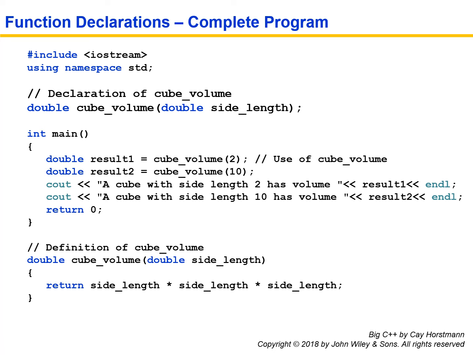So probably better style is we declare the cube volume, double side length, semicolon. Then we write the main function, and then at the bottom of the code we define cube volume. Notice that we don't put a semicolon at the end of it this time. We do put the curly braces and the code that returns the cube of side length.